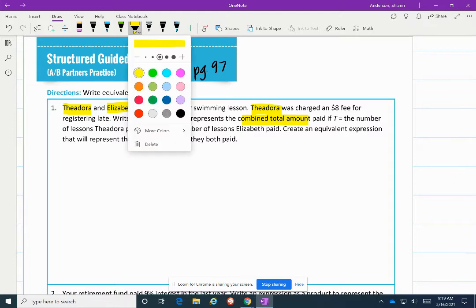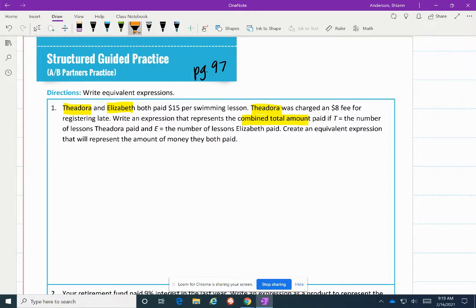So let's go back and figure out our numbers. We got Theodora and Elizabeth both paid $15 per swimming lesson. Theodora was charged $8 fee for registering late. Write an expression that represents the combined total amount paid if capital T equals the number of lessons Theodora paid and E equals the number of lessons Elizabeth paid. Create an equivalent expression that will represent the amount of money they both paid. So now I have stuff highlighted. Now I just need to put everything together.